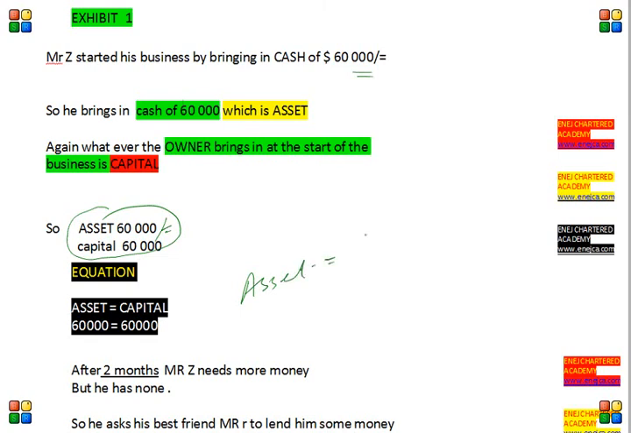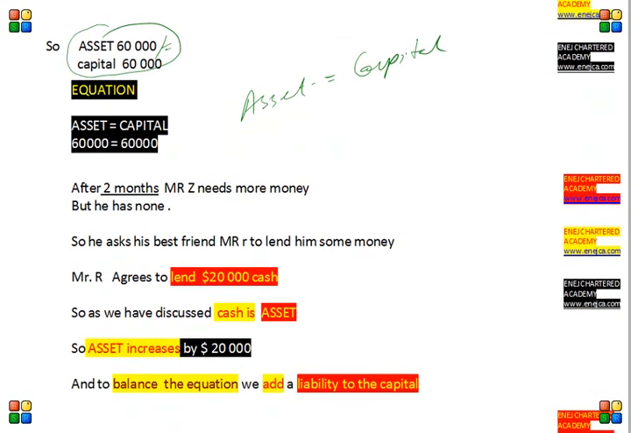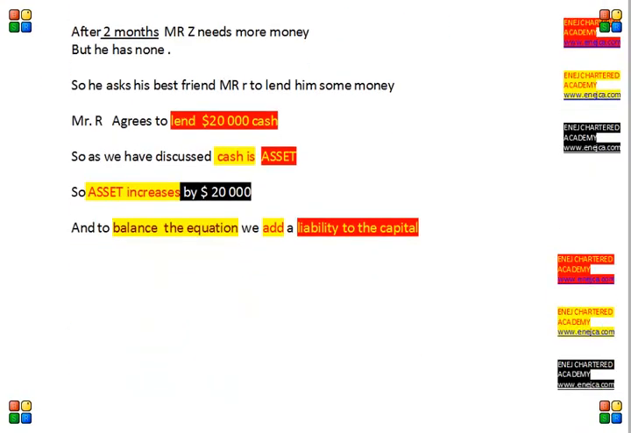Asset equals to capital. Alright, after 2 months, Mr. Z needs more money. So he asks his best friend, Mr. R, to lend him some money. His friend agrees to lend him 20,000 cash. As we have discussed, cash is an asset. So again his asset is increasing by 20,000.